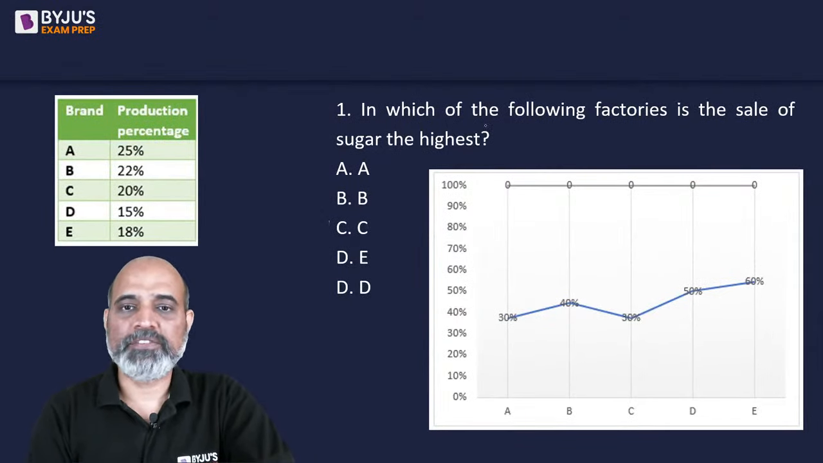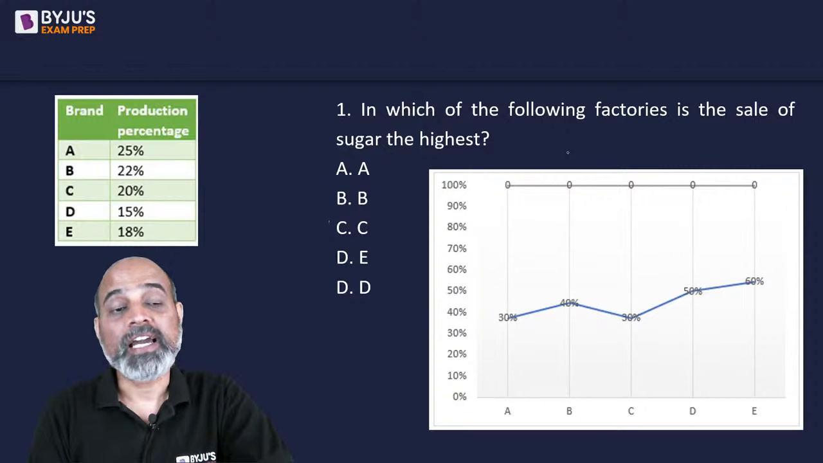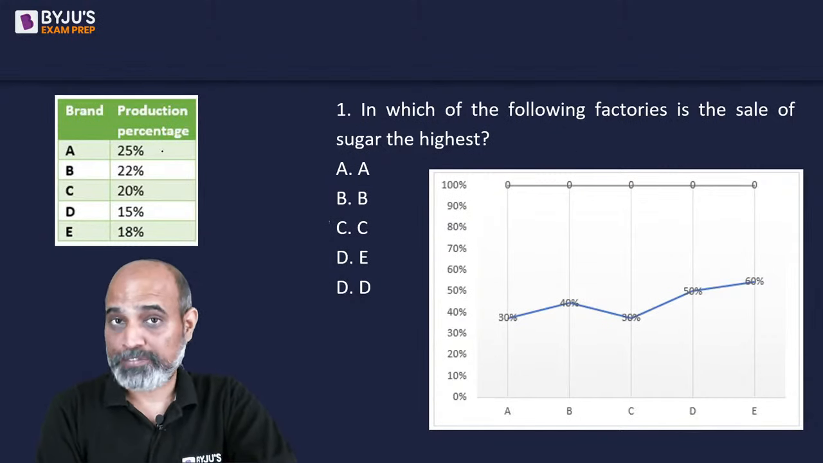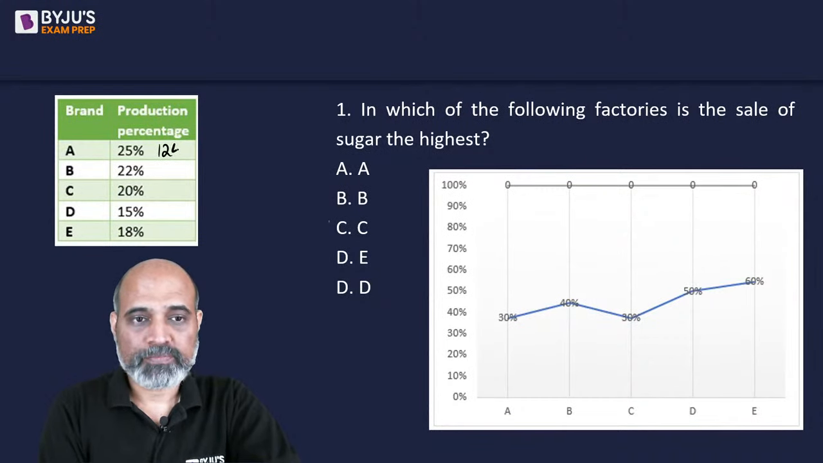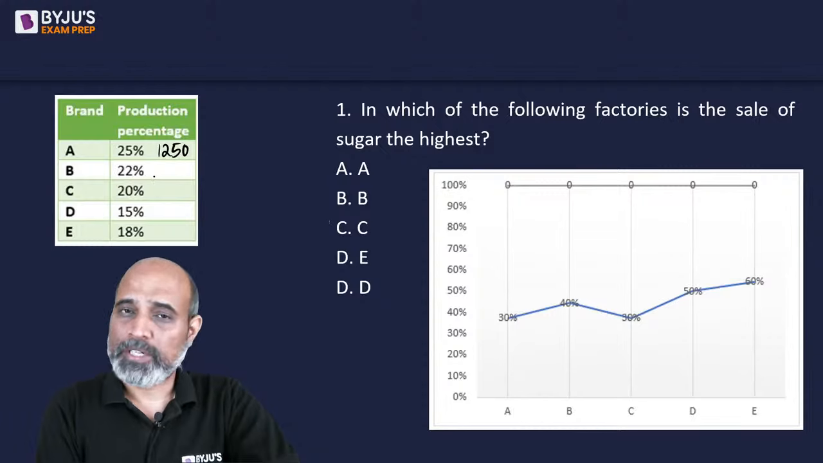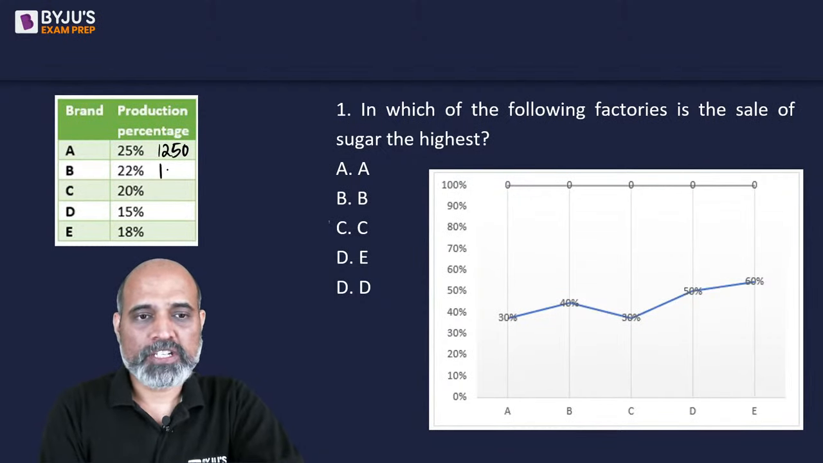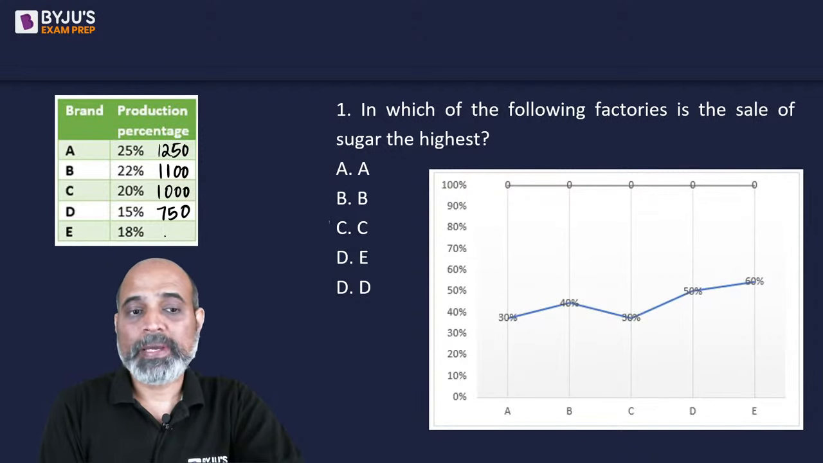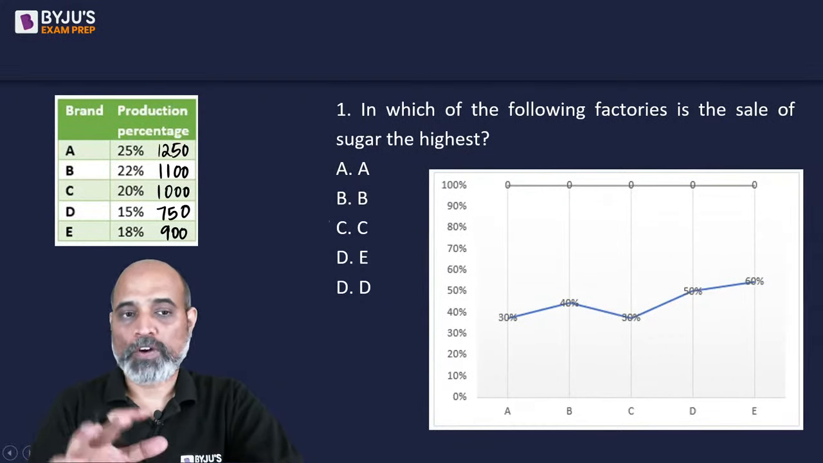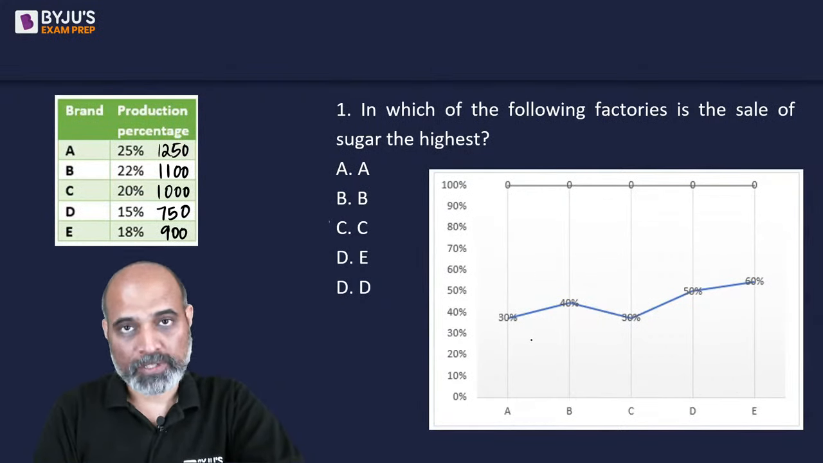The first one is, in which of the following factories is the sale of the sugar the highest? So 25% of 5000, if you remember, is 1/4 of 5000, which is 1250 kgs. Then 22% of 5000 is 1100 kgs. Then 20% of 5000 is 1000. 15% of 5000 is 750. Next, 18% of 5000 is 900. Once we have the values, now we can go ahead and calculate it.